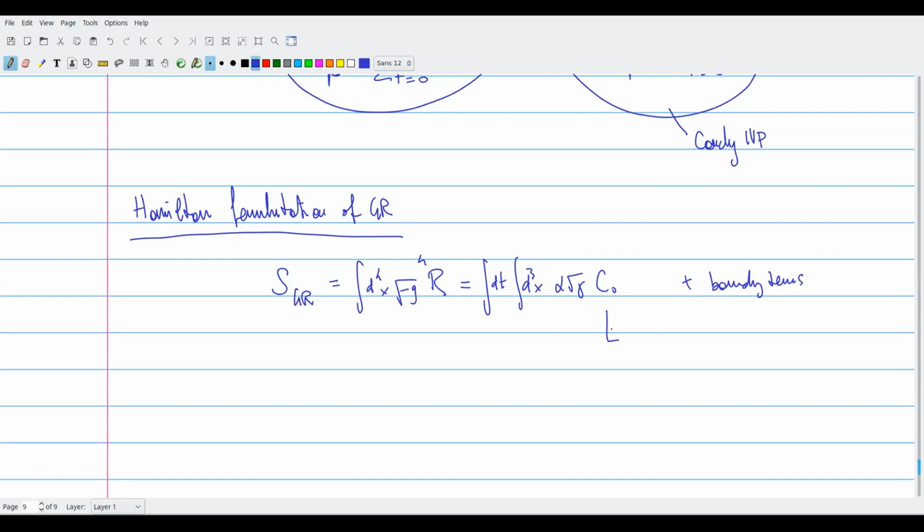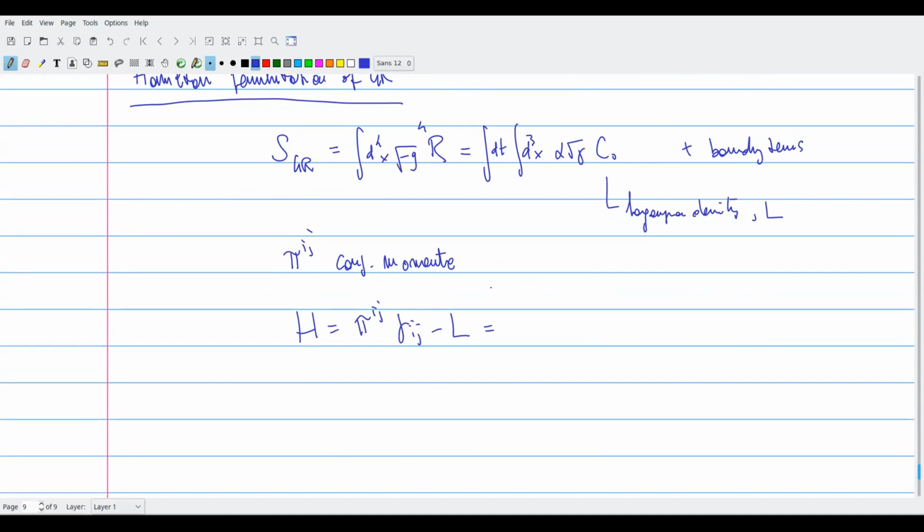And so you see that what this Hamiltonian constraint does is to play the role of Lagrangian density. And from this, which we call L, you define conjugate momenta. And then you can define a Hamiltonian in the usual way. And again, in this notation, this turns out to be something like that.